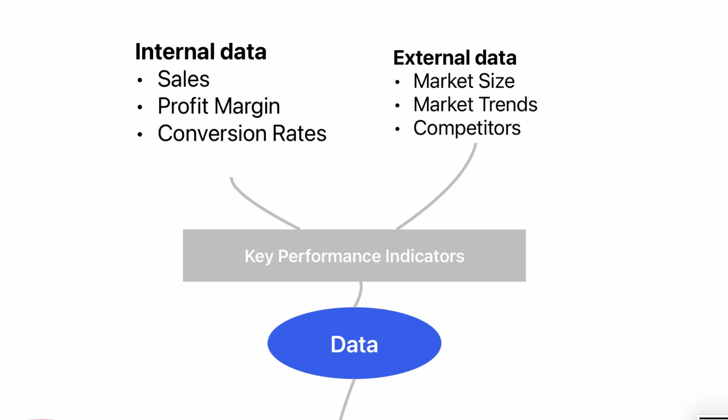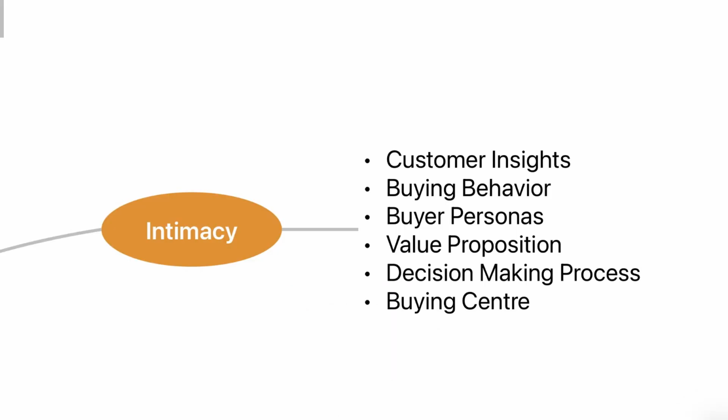Exactly. That's the crucial insight. Data might show you what is happening, say, sales in a segment are dropping, but it rarely tells you why. And that's why the model immediately pushes you to the next stage. I, for intimacy. Intimacy, moving from the quantitative to the qualitative, from the spreadsheet to the person. Precisely. This is about gaining a deep qualitative understanding.